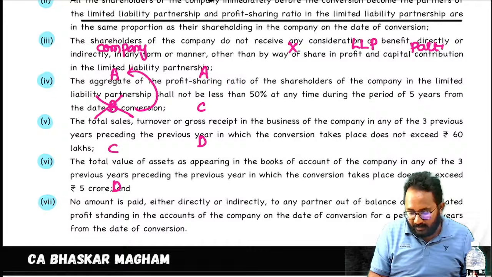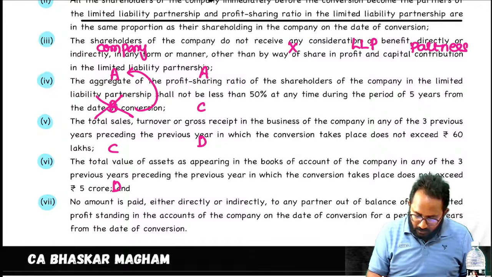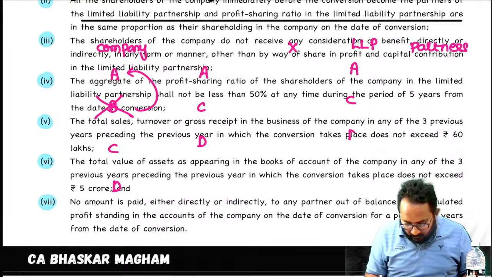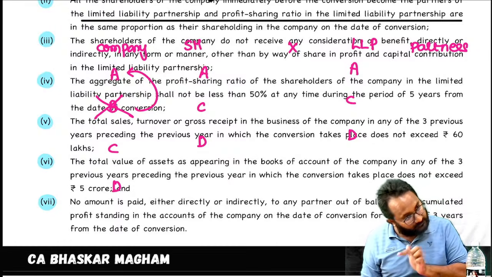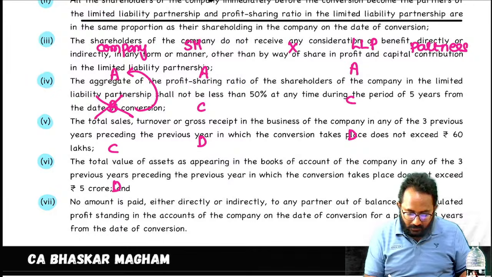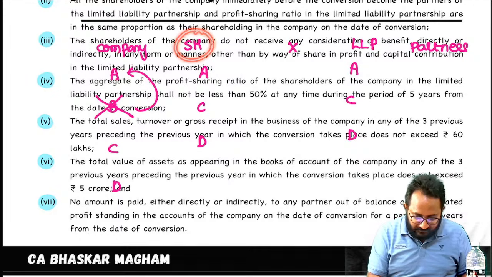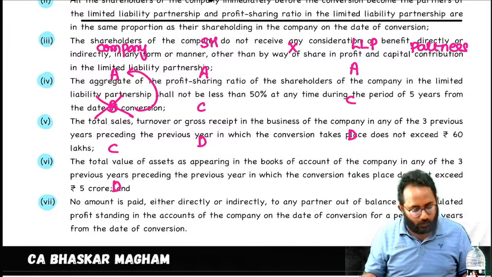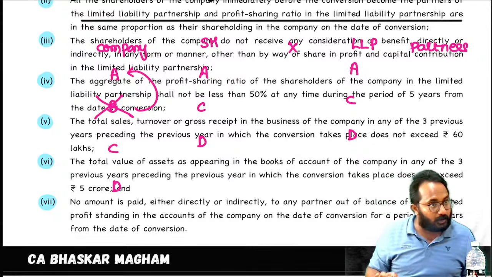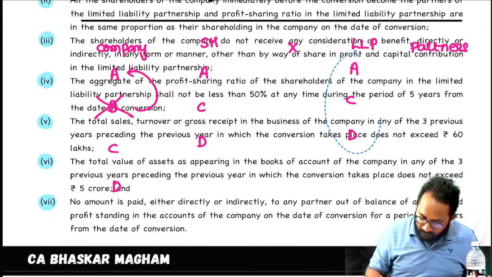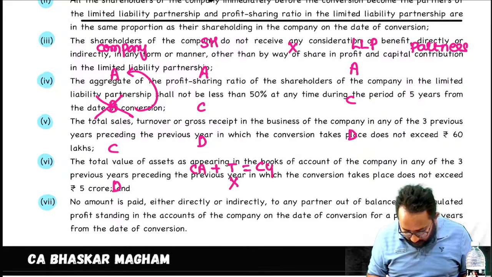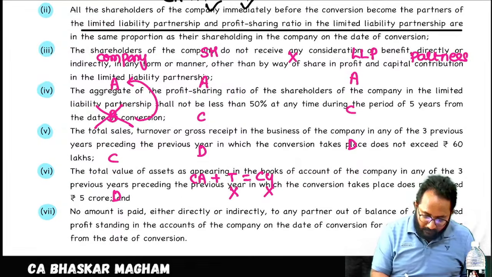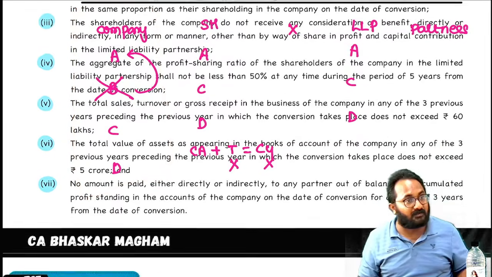Can you tell me how many are there right now? A, C, D. That means all the shareholders are shifted to the LLP as partners, and they receive only what? Share from the LLP. Now simply they will get the capital gain exemption.